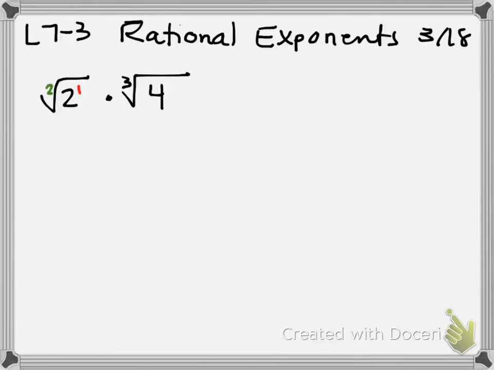So if I want to write this and I don't want the radical sign, I write the base. The exponent on the base is the numerator. The root I'm trying to take it to goes in the denominator. So the square root of 2 is the same thing as saying 2 to the half power.